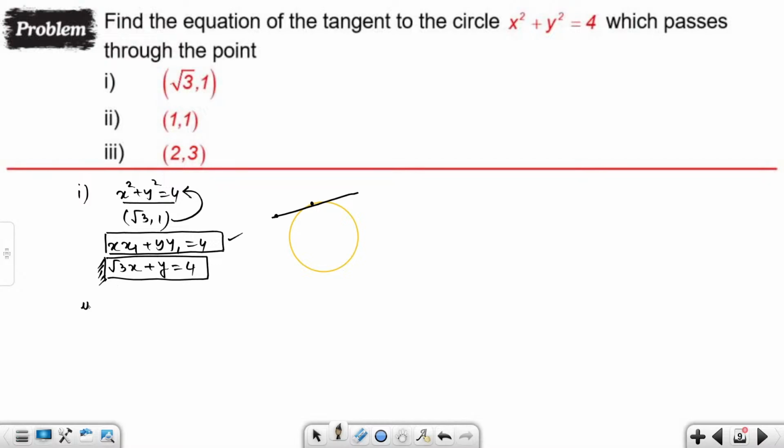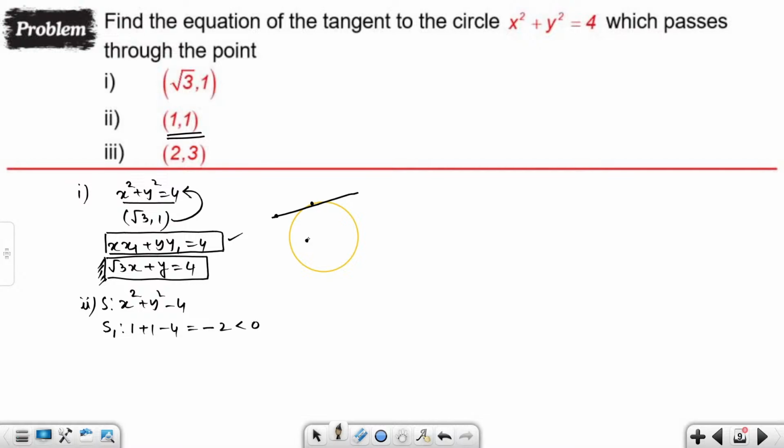Okay, what about question number 2? Find out the equation of the tangent to this circle x square plus y square equals to 4 from the point (1, 1). Now (1, 1), if I put in this, x square plus y square minus 4, let me say this is my S, and if we find out the power of the point, what are we getting? S1 is 1 plus 1 minus 4. That gives us minus 2, which is less than 0. Less than 0 means the point is somewhere inside the circle.